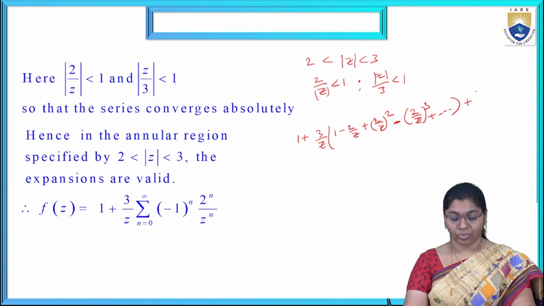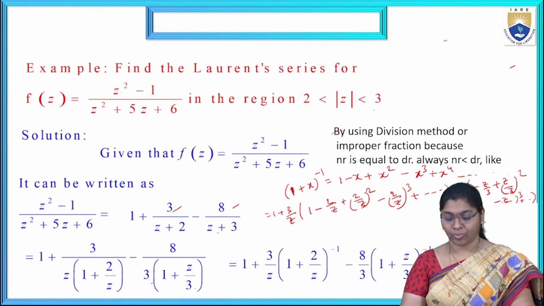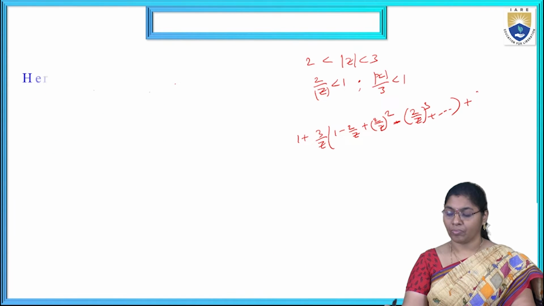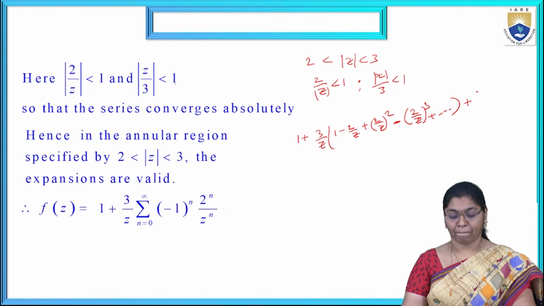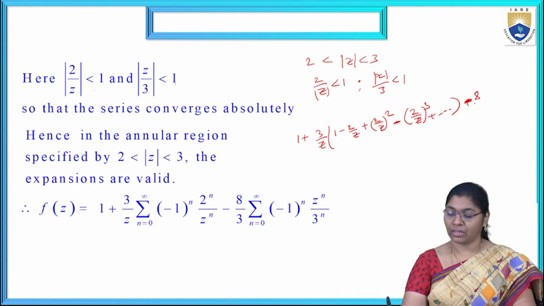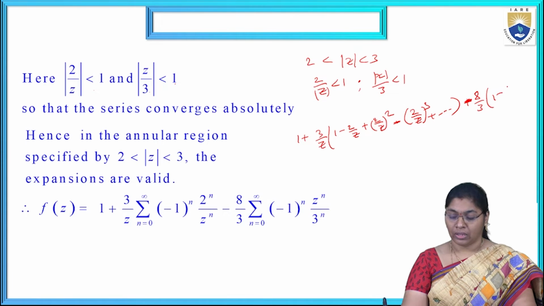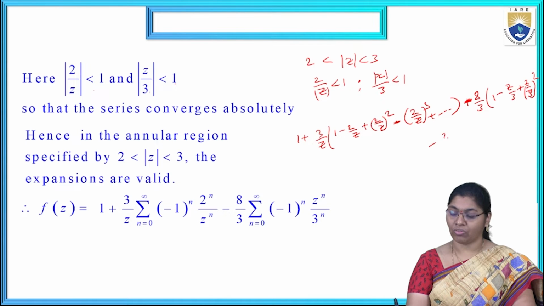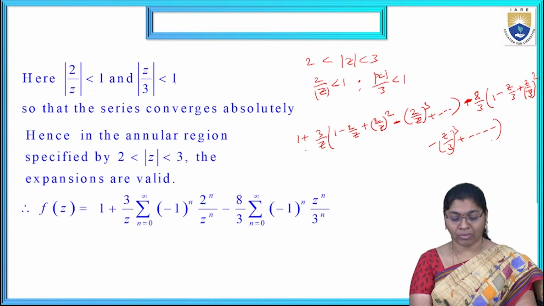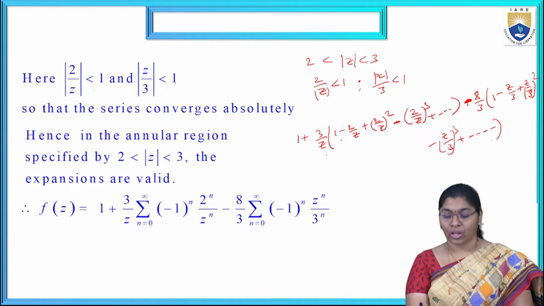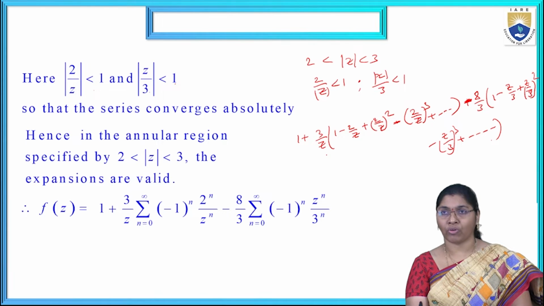And another one is minus 8 by 3 into 1 minus z by 3 plus z by 3 whole square minus z by 3 whole cube and so on. This is the expansion. Now the expansion can be converted into summation form, that is summation n equal to 0 to infinity of minus 1 whole power n.